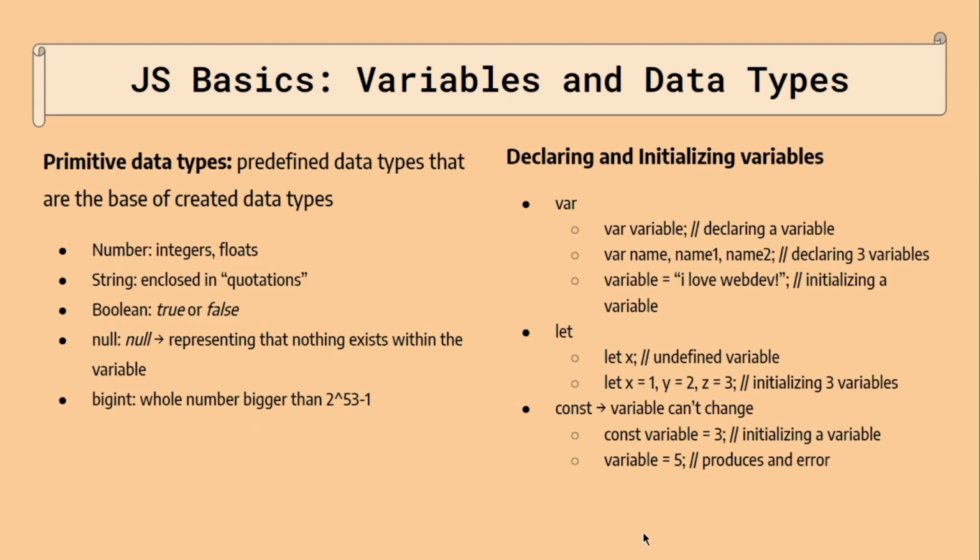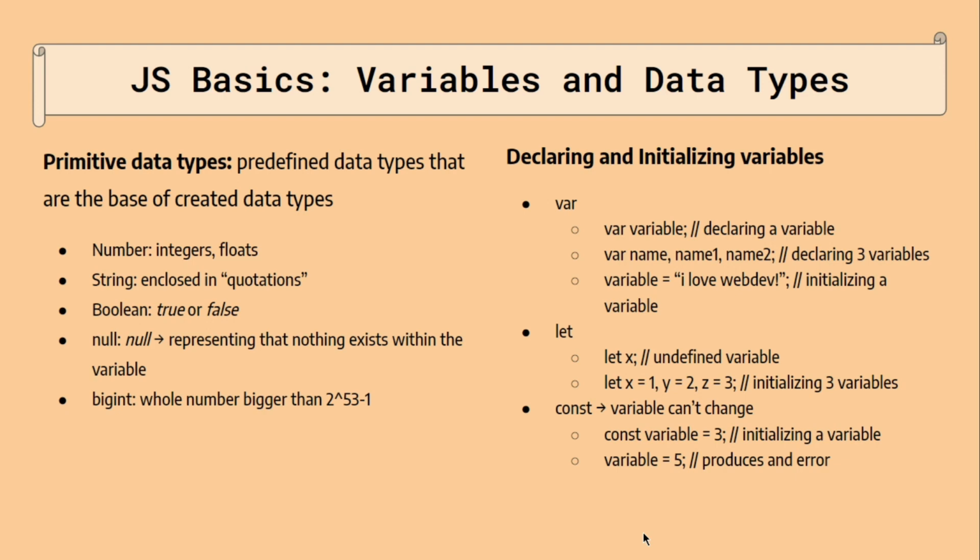Finally, we are going to learn about JavaScript variables and data types. Primitive data types are predefined data types that are the base of created data types in JavaScript. Some data types include numbers like integers and floats, strings, which are enclosed in quotations, Boolean, which includes the values true and false, null, which means nothing exists within the variable, and BigInt, an integer that is greater than 2 to the 53rd minus 1.